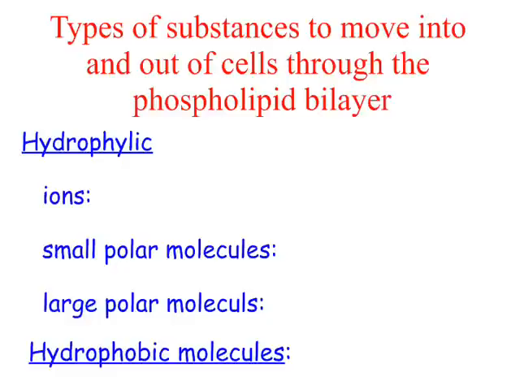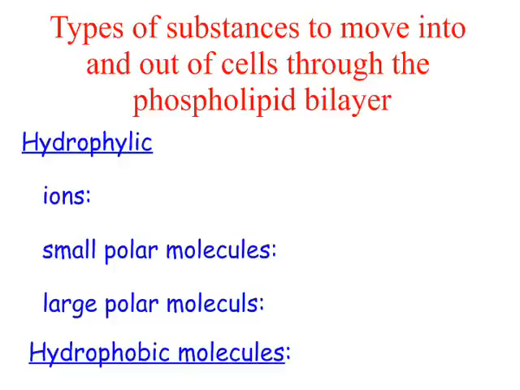So basically our discussion boils down to what type of substances do we need to move into and out of the cell through the phospholipid bilayer. There's two general categories: those that are hydrophilic, which dissolve easily in water. These are your polar molecules and your ions. And those that are hydrophobic, the nonpolar types of molecules.